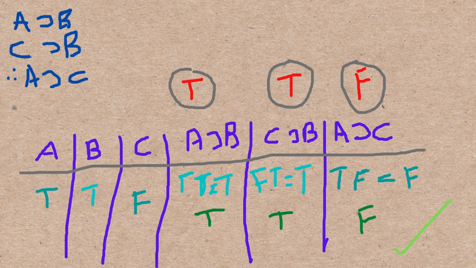So how are we going to prove it? As you know, valid arguments we prove using the technique of Venn diagrams or truth tables, or using these rules of inference and rules of replacement.